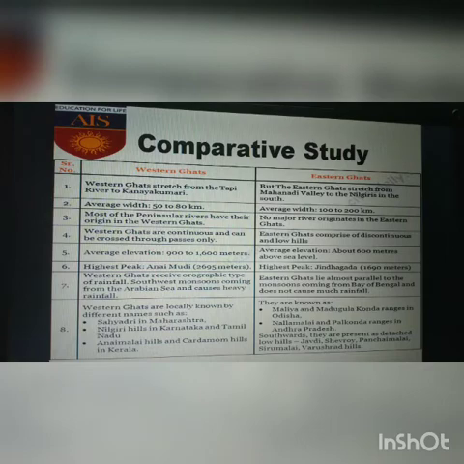Western Ghats are continuous and can only be crossed by passes, while Eastern Ghats comprise discontinuous and low hills. Average elevation of Western Ghats is 900 to 1600 meters, whereas average elevation of Eastern Ghats is 600 meters above the sea level. The highest peak in the Western Ghats is Anaimudi, whereas in the Eastern Ghats it is Jindagada.